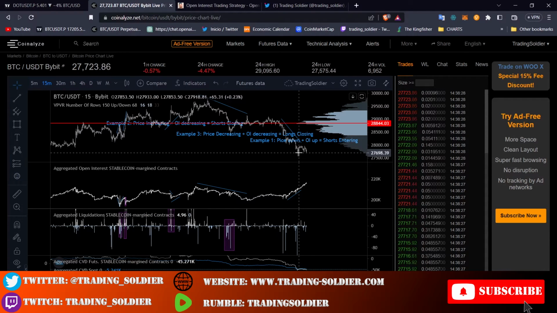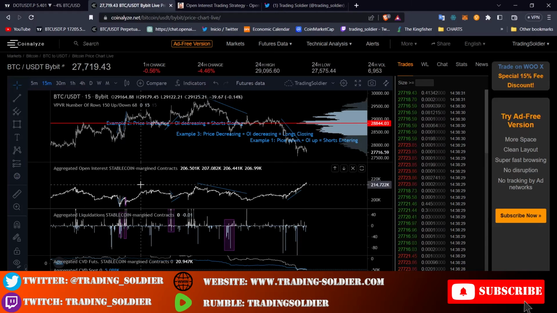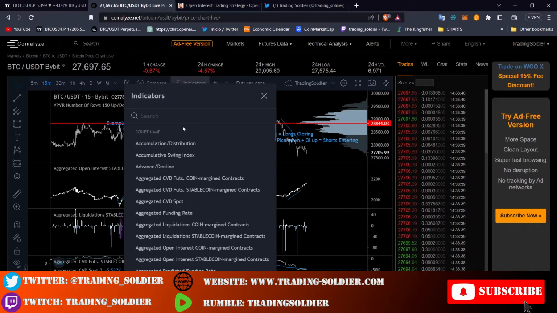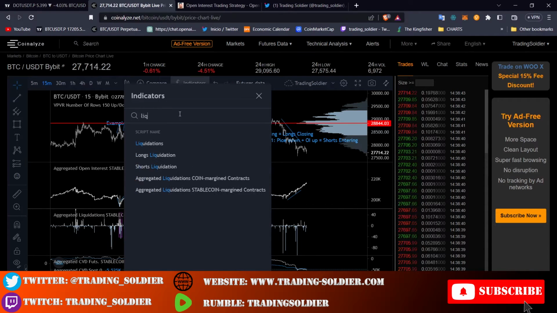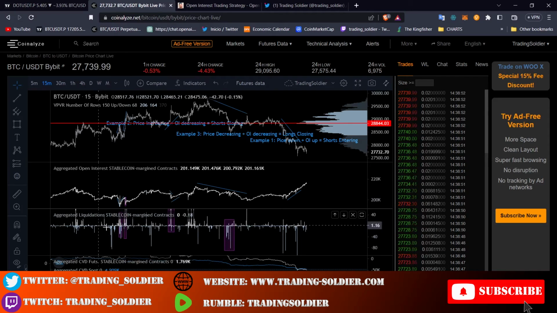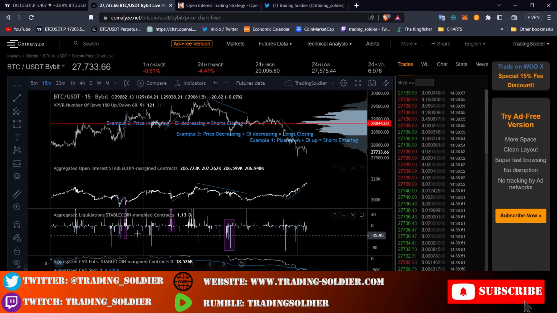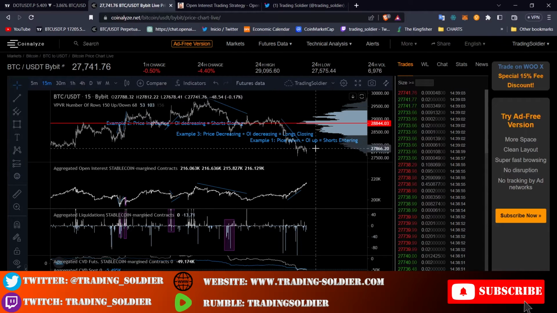I also want to say that the open interest indicator is more useful if used in combination with the liquidations indicator. You can go to coinanalyze.net, type in indicators, liquidations, and, for example, I use liquidations stablecoin margined contracts. You can see that liquidations are charted here, and with price action, open interest, and liquidations, we can have a whole picture of what's happening in the market right now. So, for example, let's go into the price action of the last days.